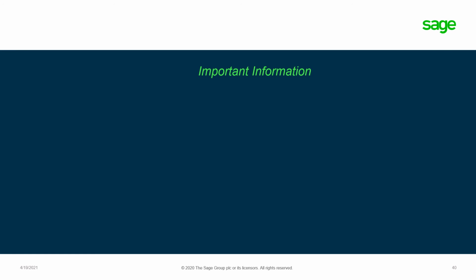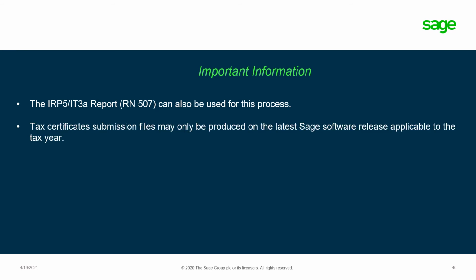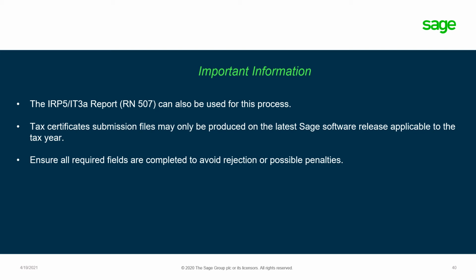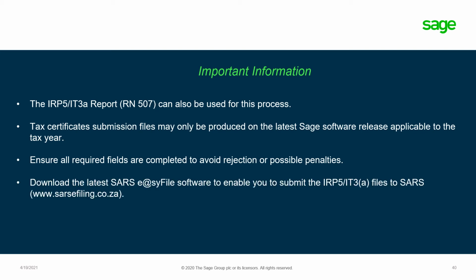Important information for the tax year end to remember. IRP5 IT3A report, report number 507, that's available on the report maintenance screen, can also be used for this process. Tax certificate submission files may only be produced on the latest Sage software release applicable to this tax year. This would have been 5.5A or 5.5B. Ensure all required fields are completed to avoid rejection or possible penalties.